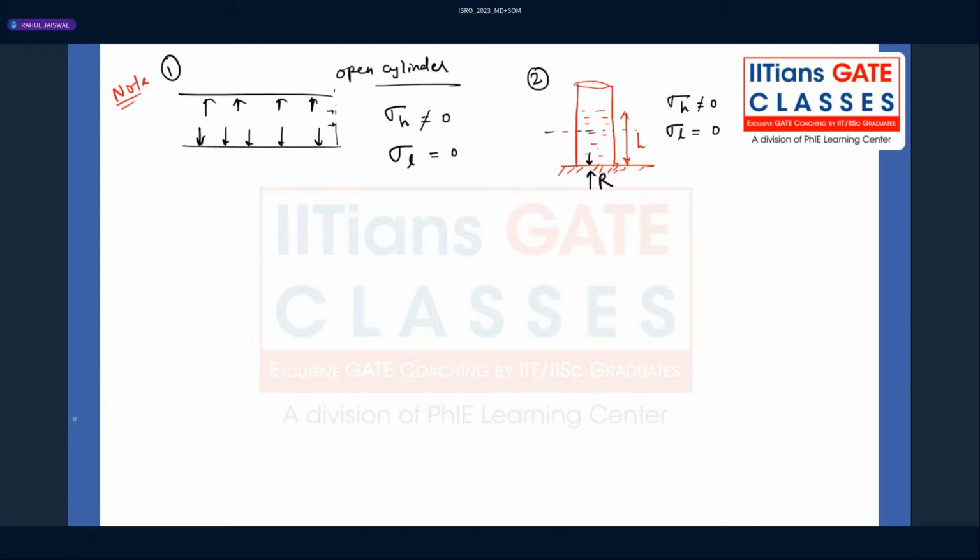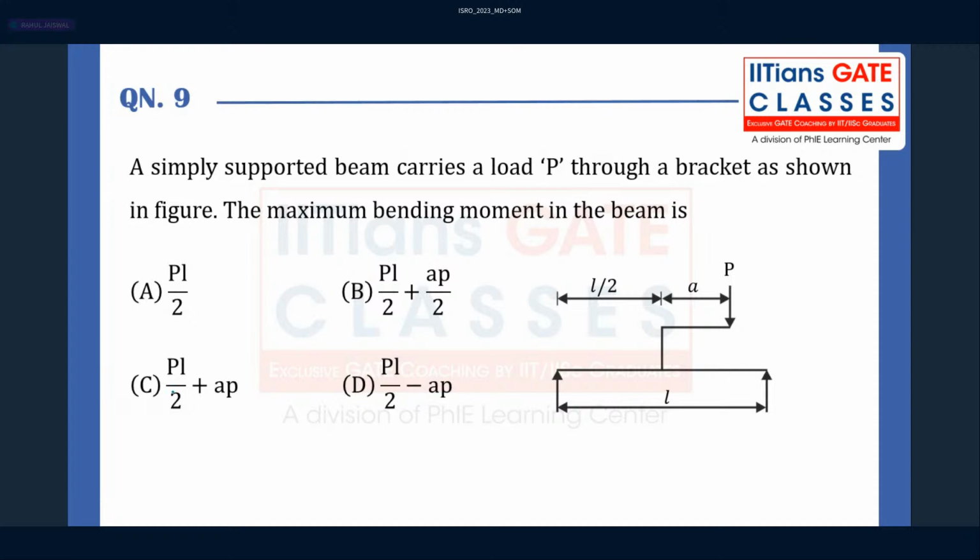Now can I move to the next segment? Next question. So here when you look at a simply supported beam carries a load P through a bracket. Here we have some bracket. Here let's say A, B, C. So whatever the BDE is there, that is acting like one bracket, right? And in that bracket, one load is applied at the end, P.